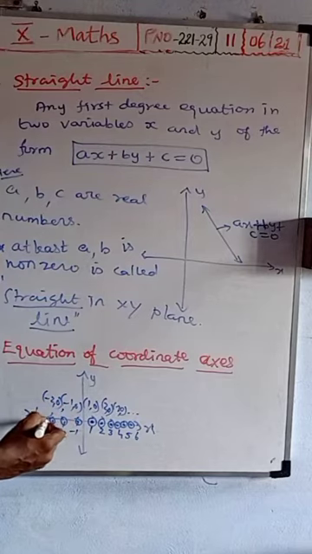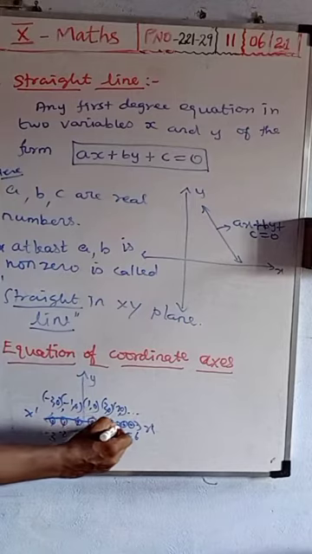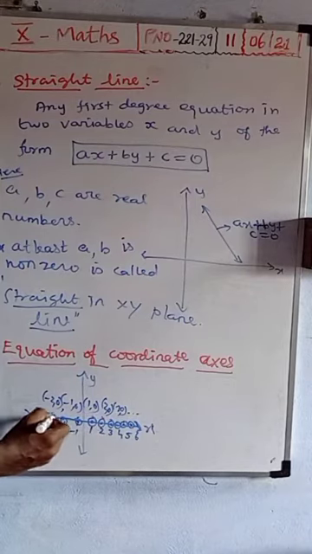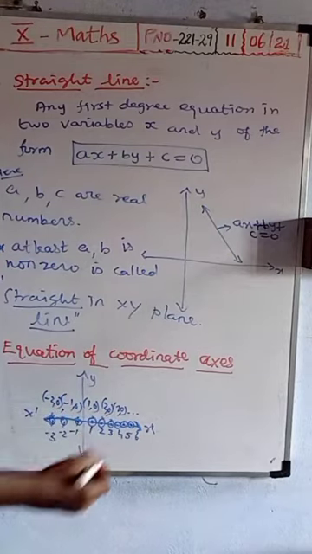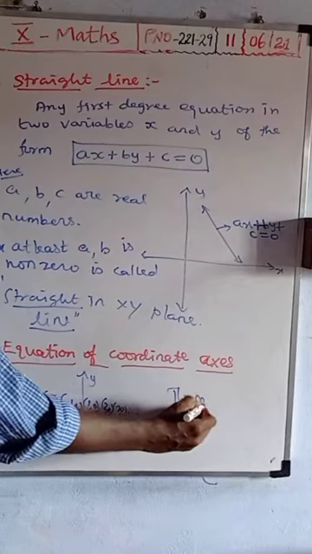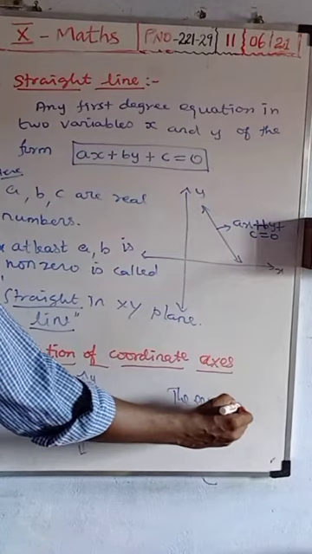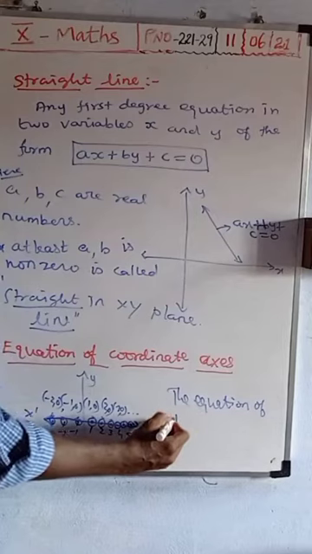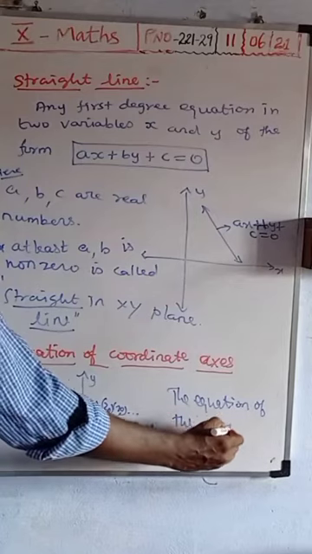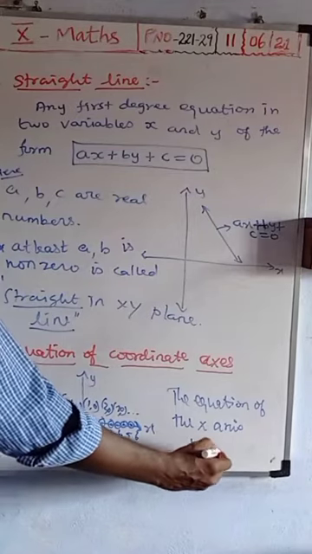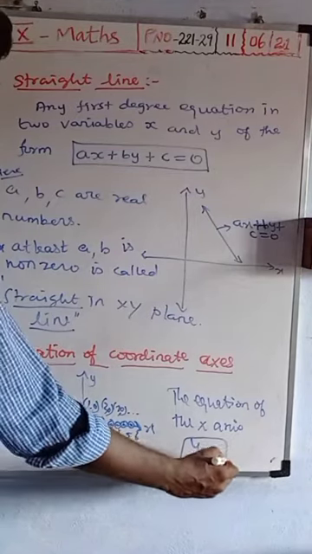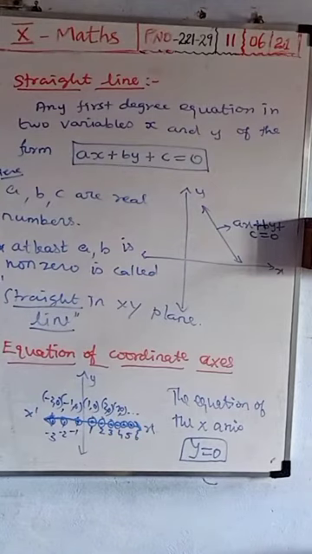So on the x axis, the y value of every point is 0. It will not change. Therefore, the equation of the x axis is y is equal to 0. This is the equation of the x axis: y is equal to 0.